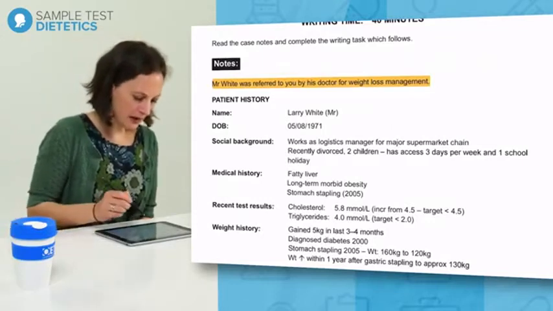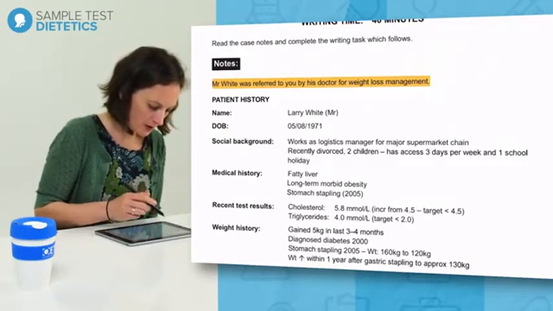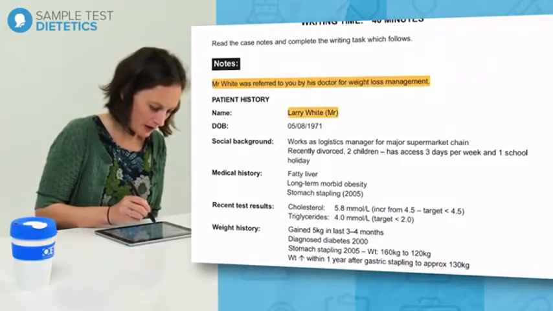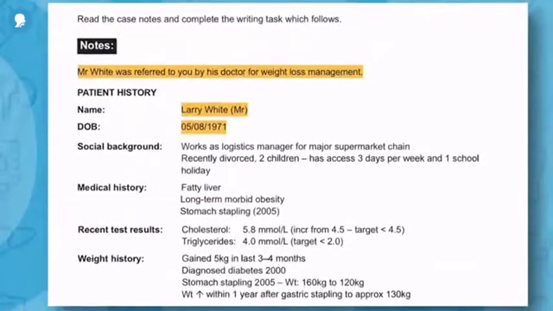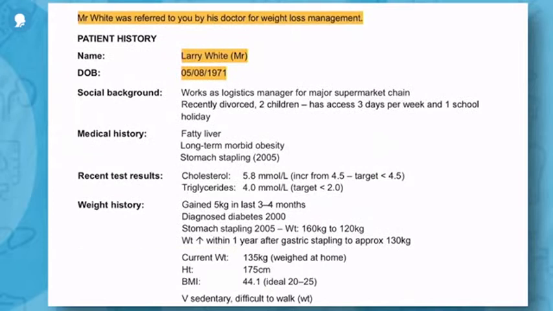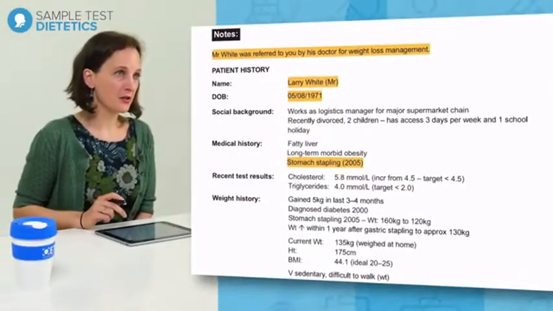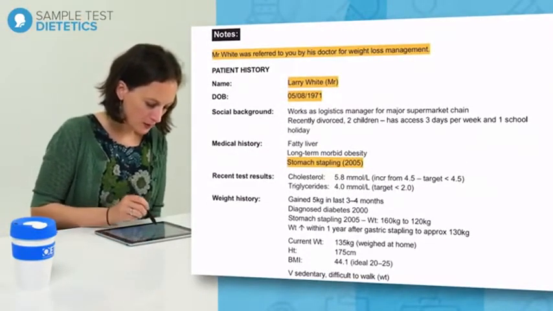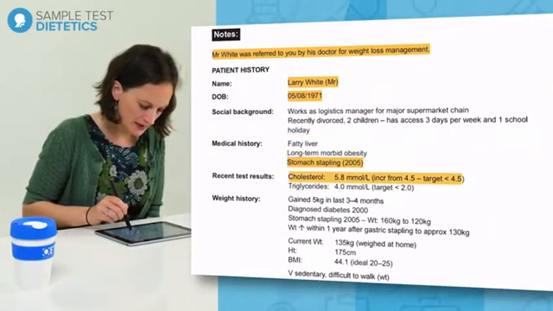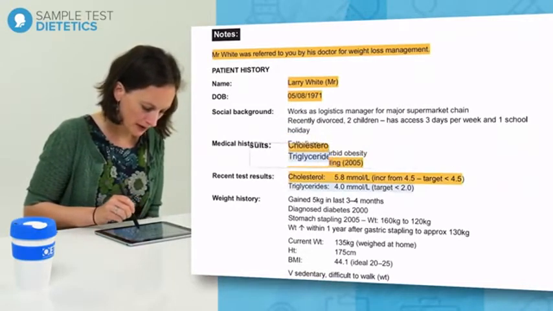The patient's name and date of birth are going to be useful to include in the RE line of our letter. His social background would be known by the doctor and is not relevant to the current situation, so can be omitted. His medical history would also be known by the doctor, but might prove useful to explain the context of the letter and the need for the weight loss, especially the stomach stapling. The recent test results are an important point of reference to explain to the doctor where the patient is at currently compared to where they should be at.